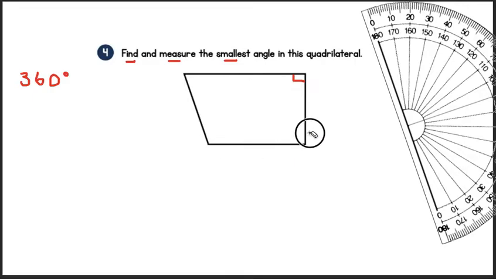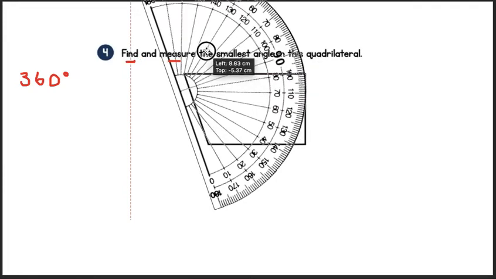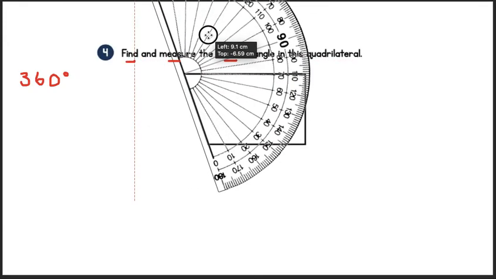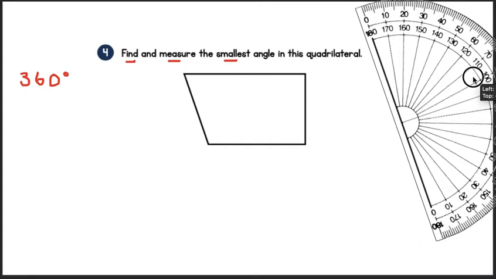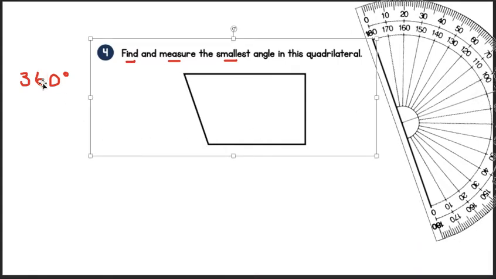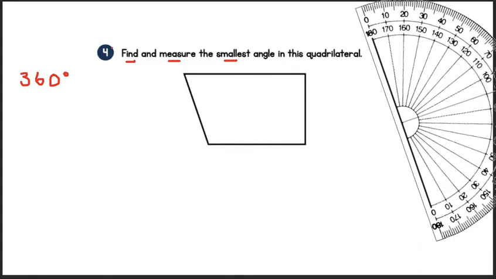So what I'm going to do is I'm going to take my protractor. I'm going to line it up on this angle here. And I'm going to count. So 0, 10, 20, 30, 40, 50, 60, 70. That's just past 70. So I would say that the smallest angle is 71 degrees. And that would make sense because 71 is less than 90 and this is an acute angle.